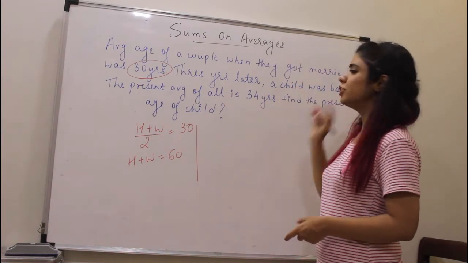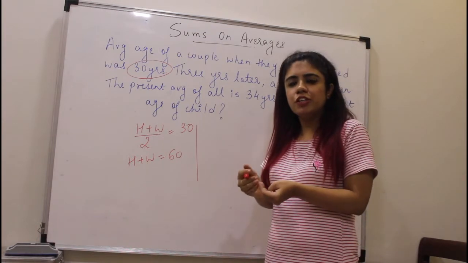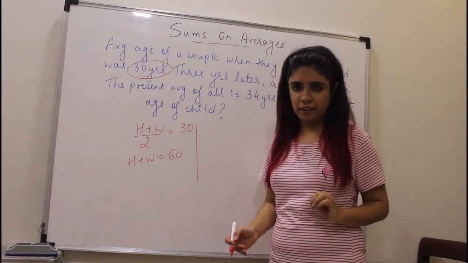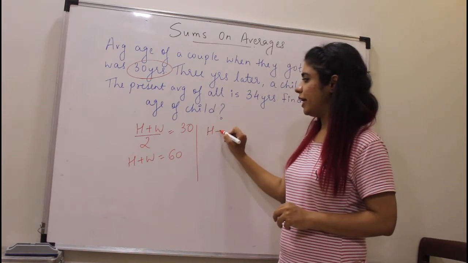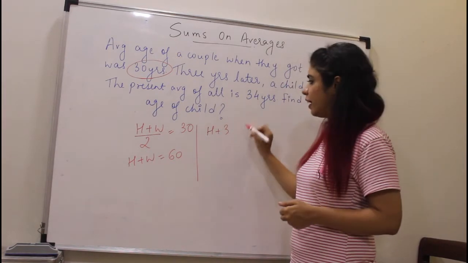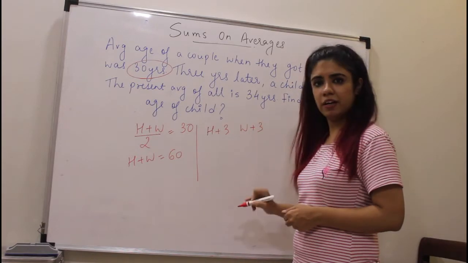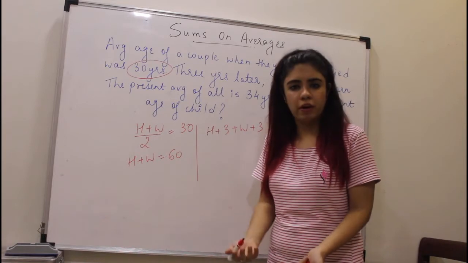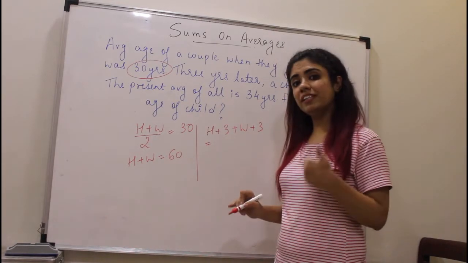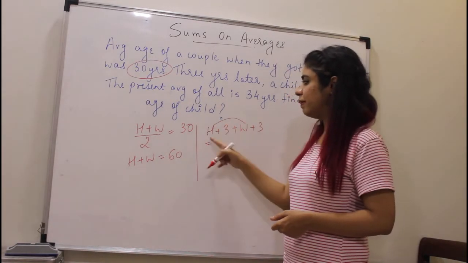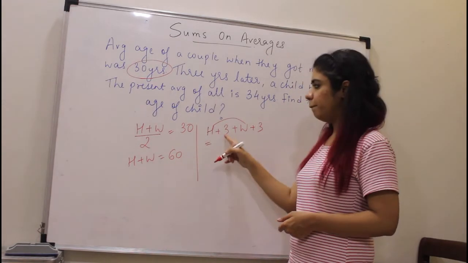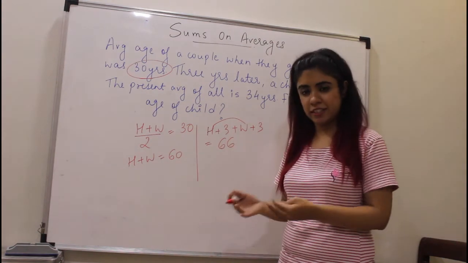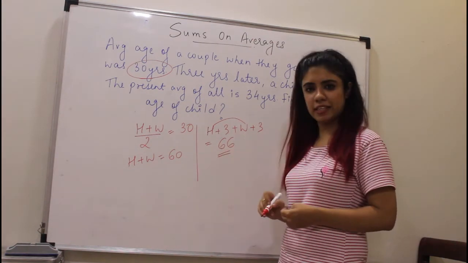3 years later, a child was born. So imagine after 3 years, everybody's age will increase by 3. So husband's age will be H plus 3. Wife's age will be W plus 3. So if I add the child's age, it will be 0 because he is just born. So if I ask you what is the total sum, that will be husband plus wife, which is 60, plus these 3's. So your total sum would be 66. Okay, 3 years later the sum was 66.